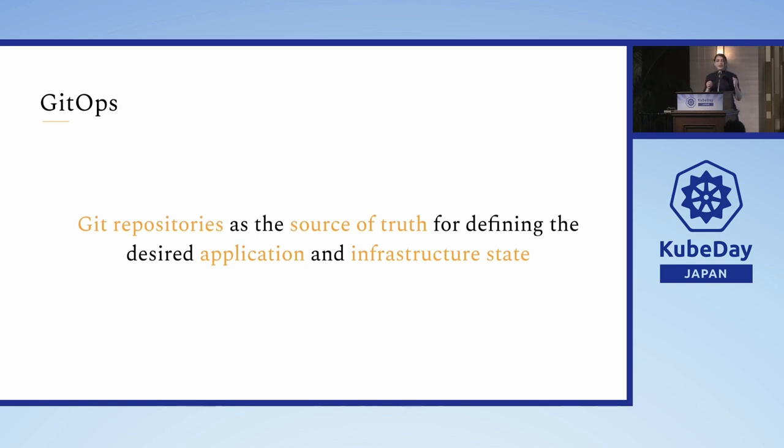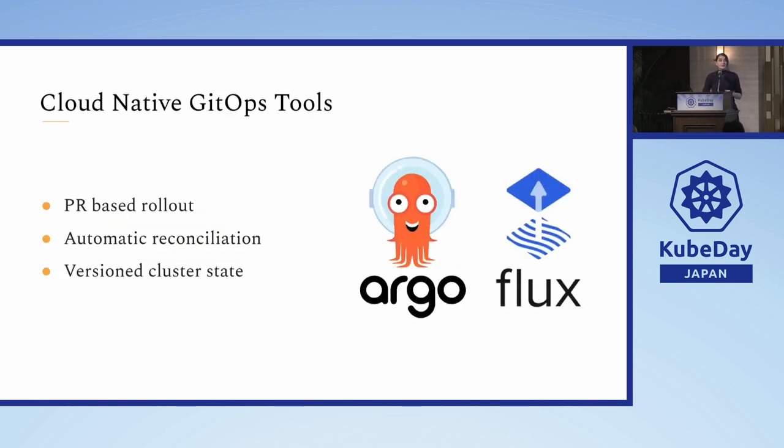The GitOps principle has the Git repositories as the source of truth for defining the state of your application, and in our case, our infrastructure. Now, what it's actually going to mean is by default, we're going to have a PR-based rollout. That means that the delta between our local environment and production is just one PR away.